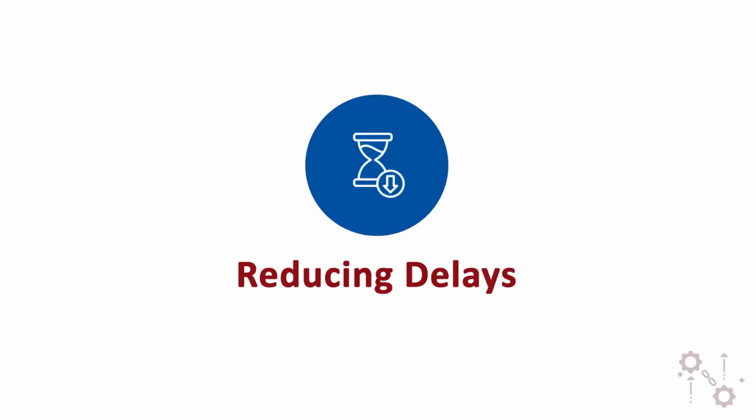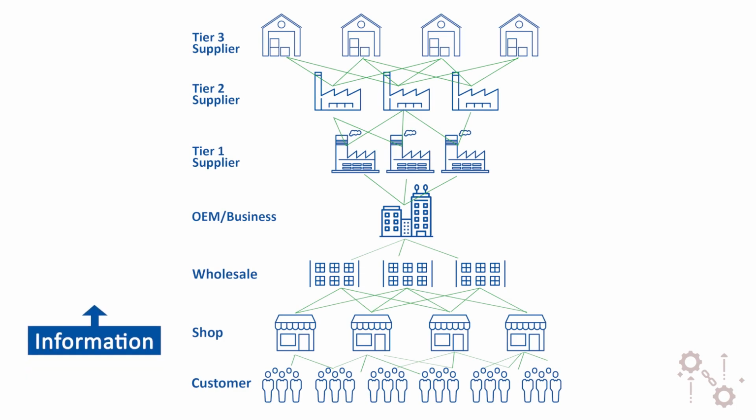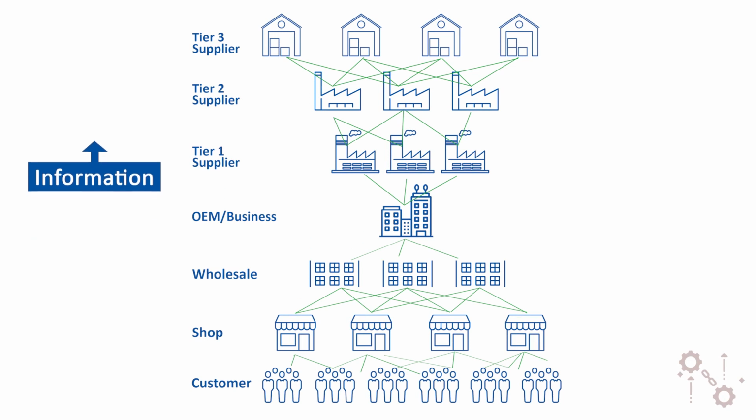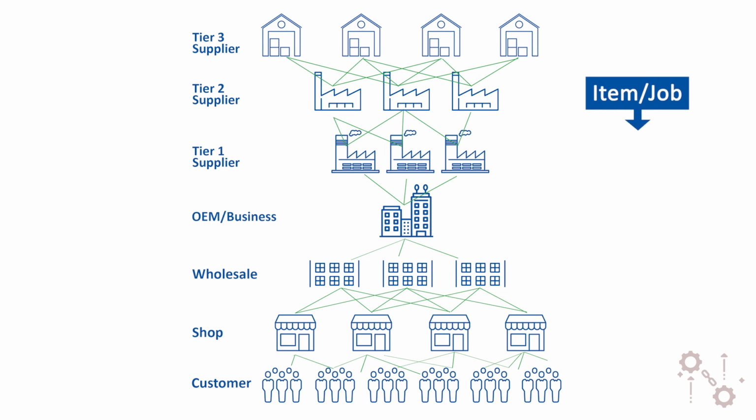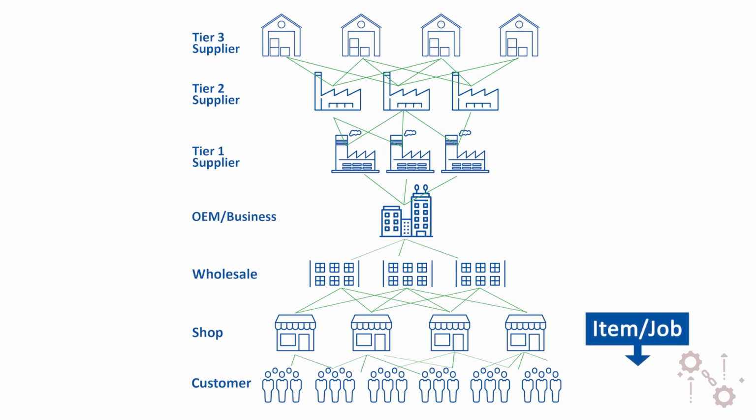First, reducing delays. This is about reducing the delays of information moving back up the supply chain between the various tiers and increasing the speed that items or the jobs flow down it. Reducing delays of information means more frequent updates between the tiers, sharing forecasts more often and reacting to orders quicker. For the goods flowing down the supply chain, it means working on reducing throughput times of the value moving through the system.